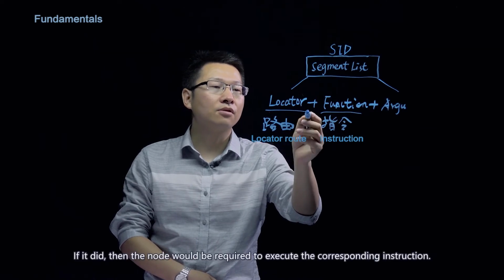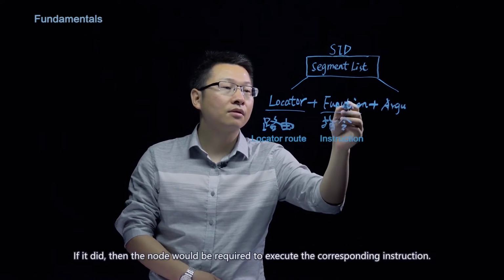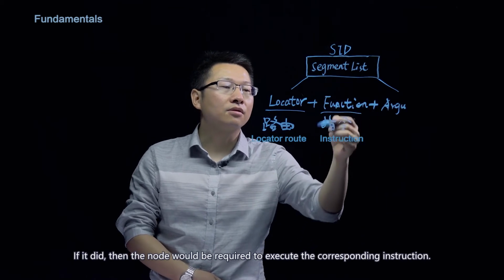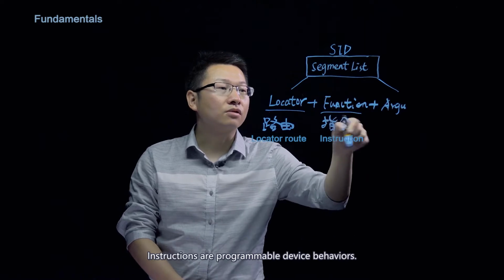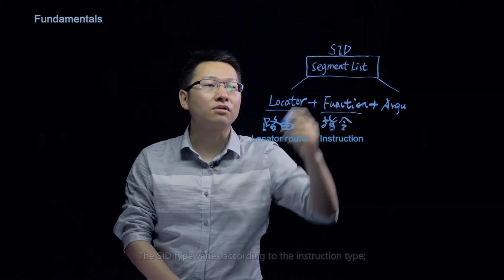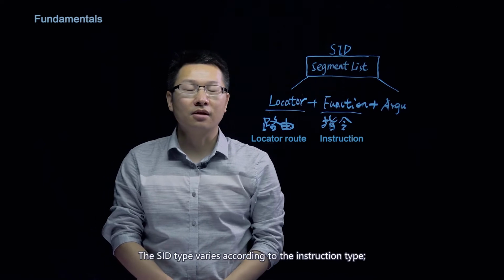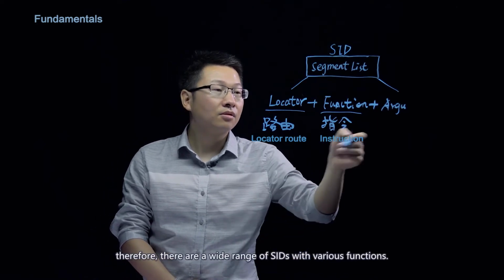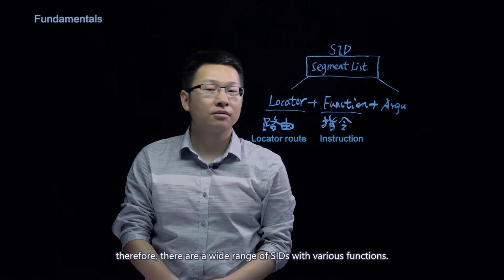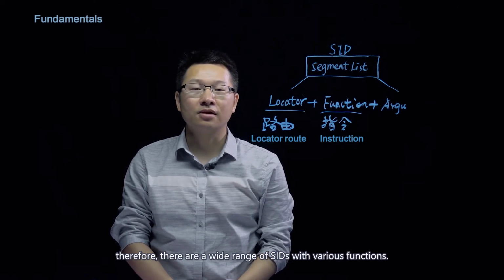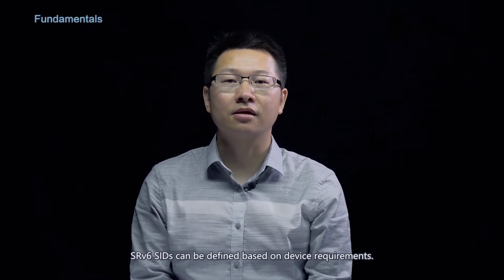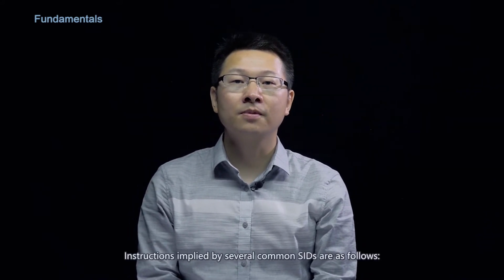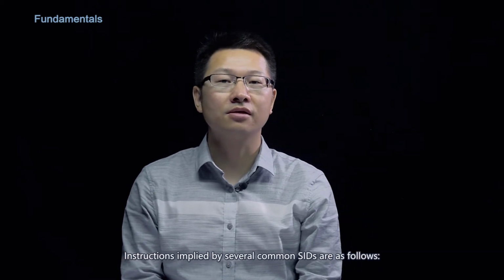If it did, then the node would be required to execute the corresponding instruction. Instructions are programmable device behaviors. The SID type varies according to the instruction type. Therefore, there are a wide range of SIDs with various functions. SRv6 SIDs can be defined based on device requirements. Instructions implied by several common SIDs are as follows.